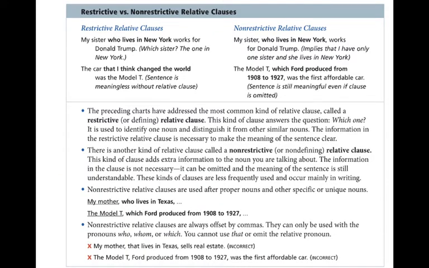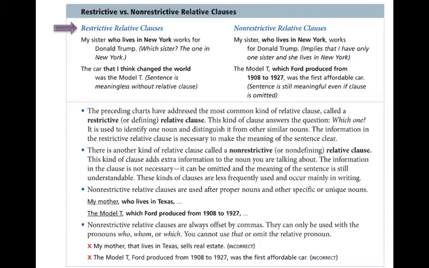Now let's talk about restrictive versus non-restrictive relative clauses. Do you remember studying this before? Let's review. Restrictive relative clauses. For example, my sister who lives in New York works for Donald Trump. That means I have more than one sister. Which sister works for Donald Trump? The one in New York, not the one in Texas.